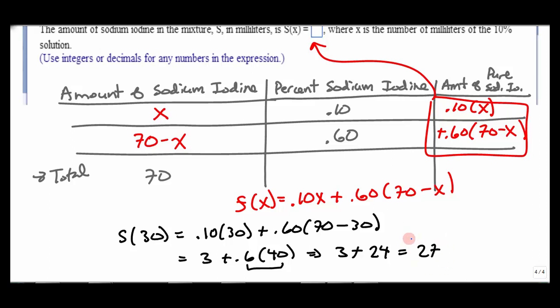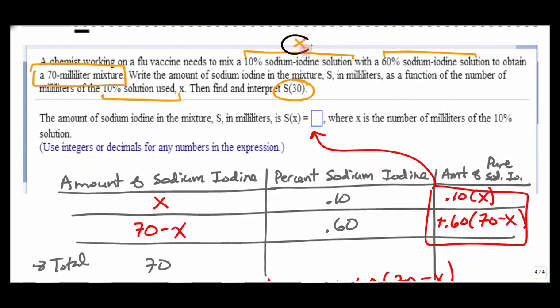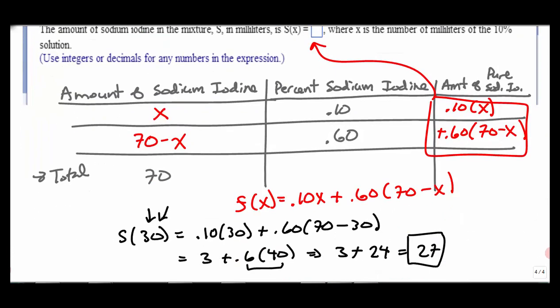So our answer is 27, but it's going to ask you to interpret this value. So if we were asked to interpret this, we'd say S of 30, remember X was 30, X is the amount of 10% solution. So the value of S of 30 is 27 milliliters. And what it does is it represents the amount of sodium iodine in the mixture when 30 mils of the 10% solution are used, because up here in our problem, they told us that X was the 10% solution. So be careful when you're filling this out to determine how to interpret that particular value that you get in the end.